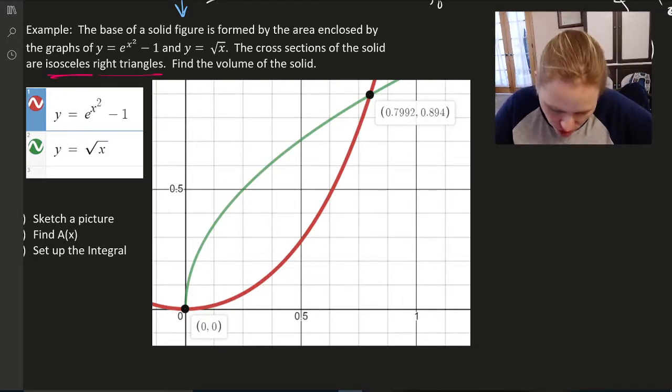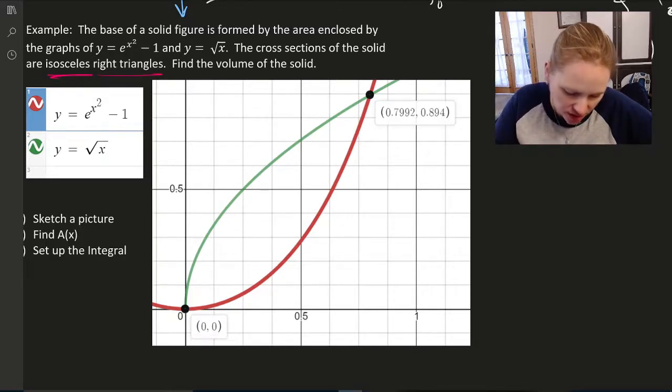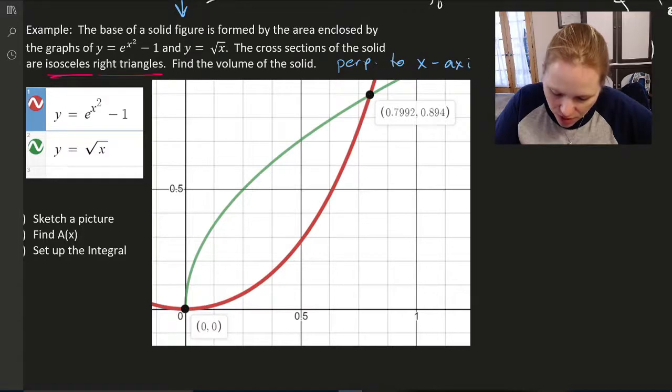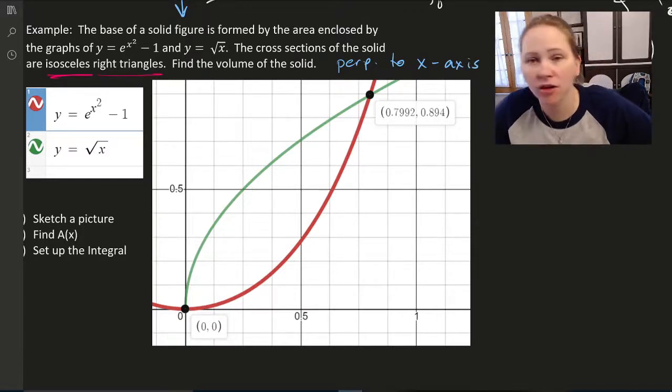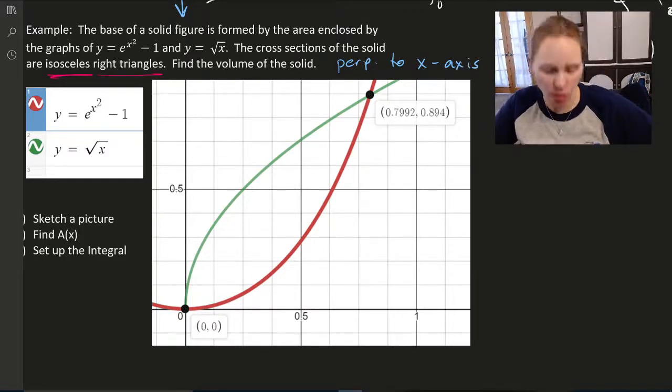Ooh. So essentially the cross sections, oh, and this one did not say, we're going to assume that it is perpendicular to the x-axis. I left that out. That's an error on my part. It will always tell you where you're perpendicular.